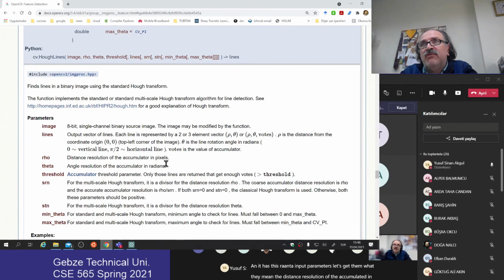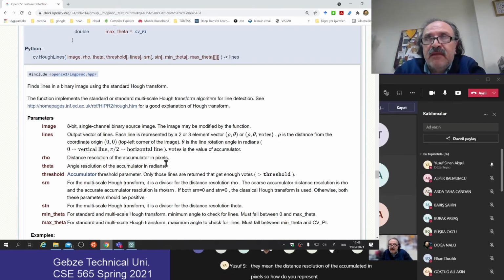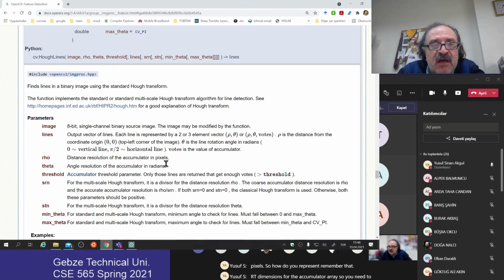So how do you represent? Remember the dimensions for the accumulator array. You need to make a decision: how many in the rho dimension, how many in the theta direction. Okay, that's one thing. Threshold is how many votes you need for this to be called a line.